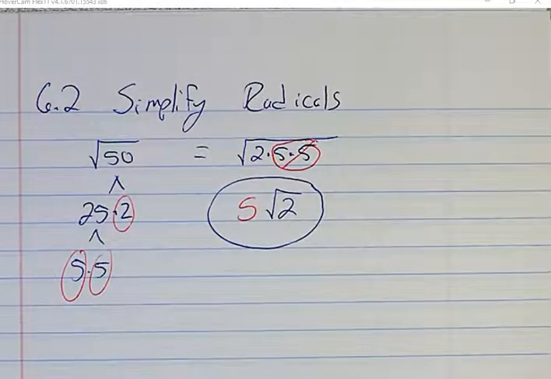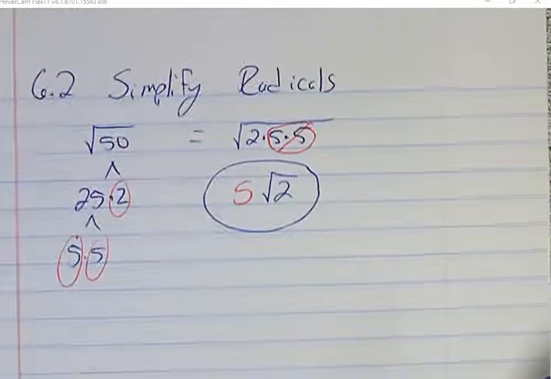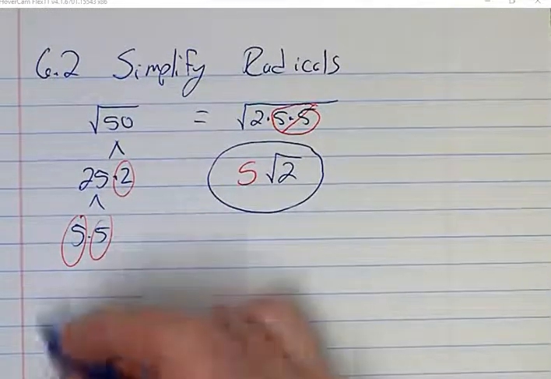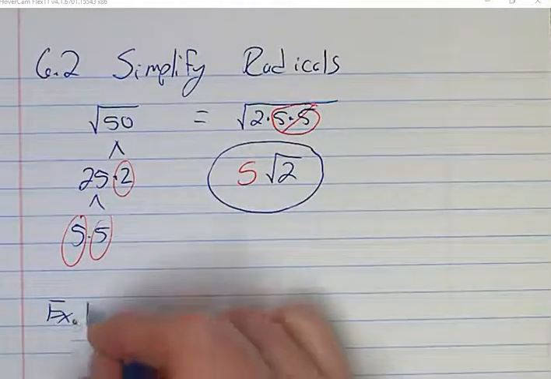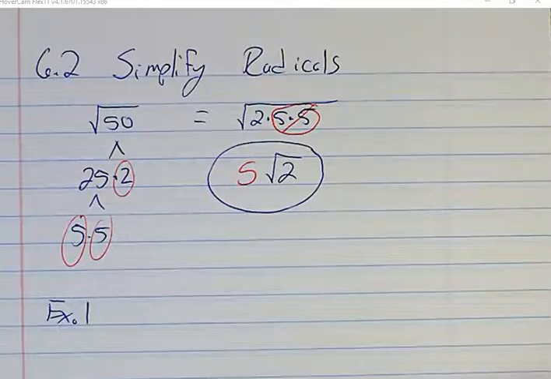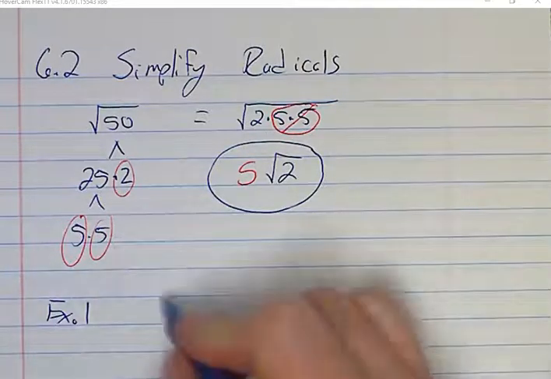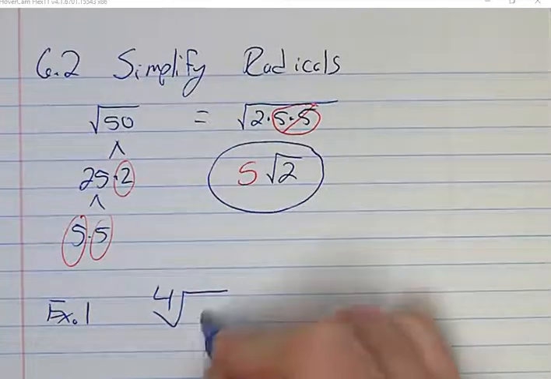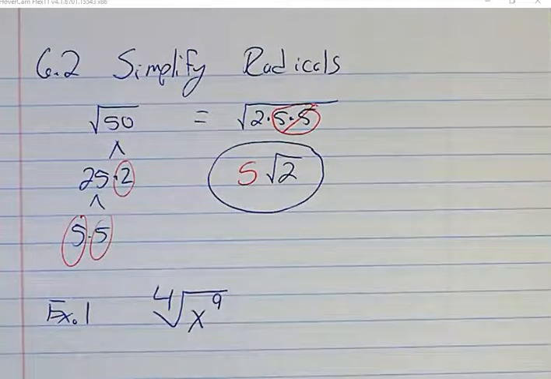We've already practiced that one a little bit, and we're going to do a little bit more with that today. Here's the big thing they're looking at in section 2, though. You're going to be doing something like this, where you're simplifying the 4th root of x to the 9.